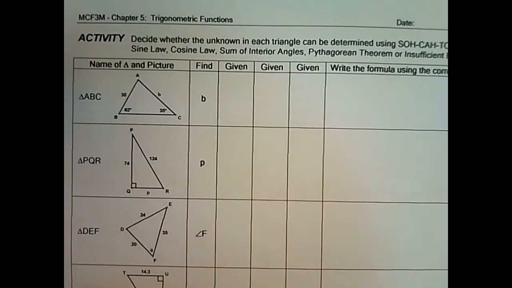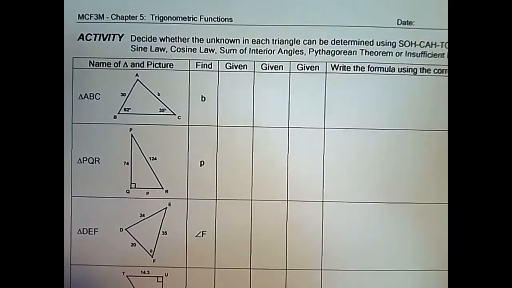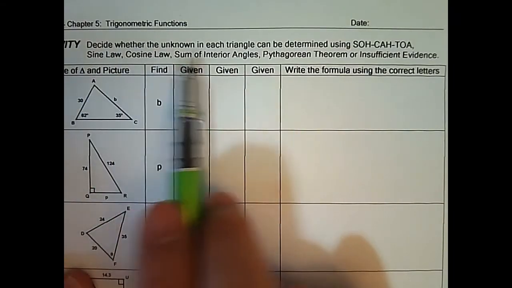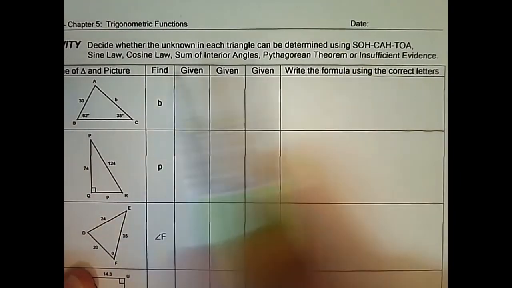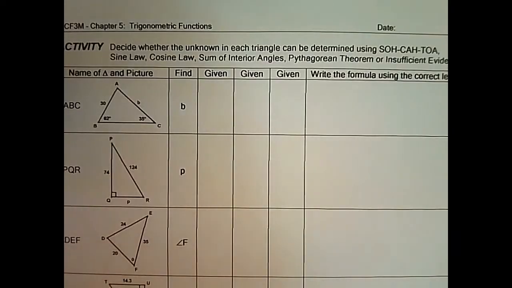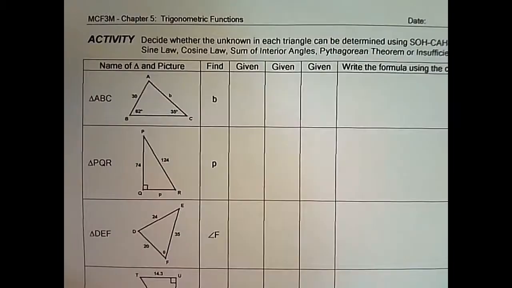Alright, so for this next little example or activity, I guess, we're going to decide whether we should use SOHCAHTOA, sine law, cosine law, sum of interior angles, Pythagorean theorem, or if there's just not enough information and we can't use any of them. So let's start with the first one for triangle ABC.